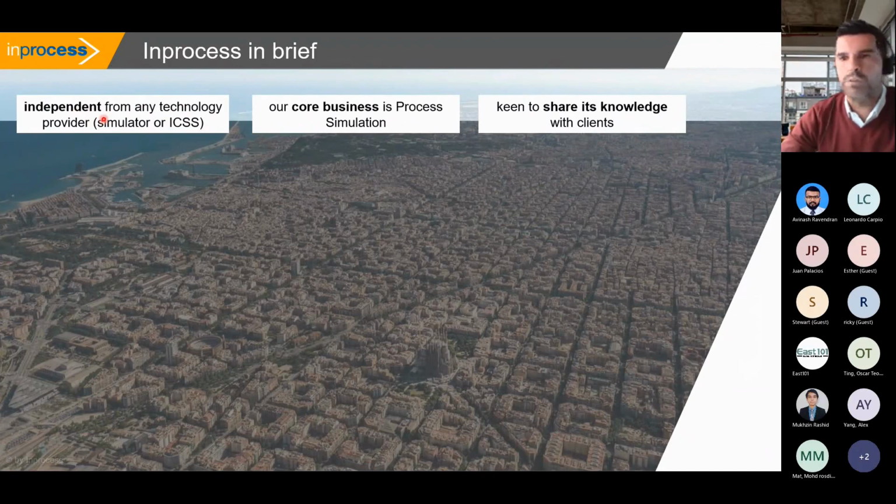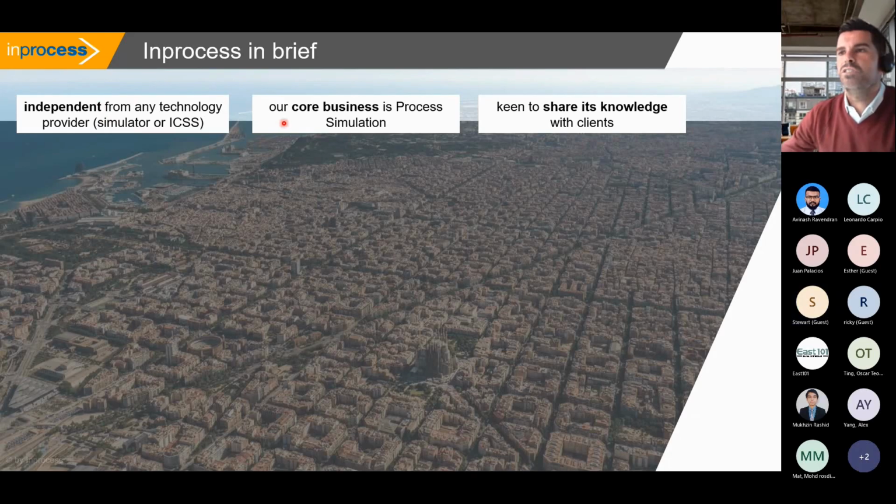So we have full expertise in using well-known software like Aspen HYSYS in dynamics, Honeywell Unisim, Schlumberger Symmetry, Schlumberger Olga, or many other technologies, and the ability to link and connect with the most popular ICSS technologies like Emerson's, Yokogawa's, Honeywell, Siemens, or any other.